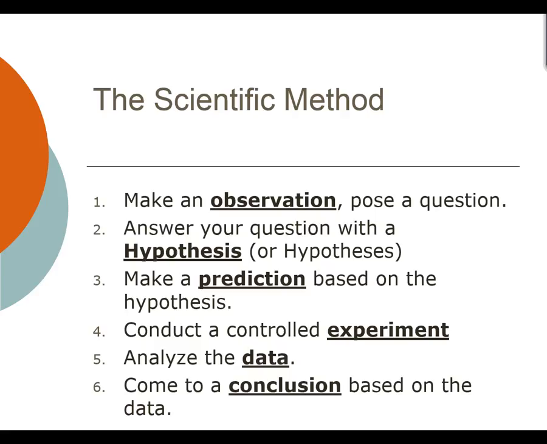Okay, so let's talk about the scientific method here a little bit. Obviously, we have 6 different parts to the scientific method. Really, parts 2 and 3 are pretty much the same thing, but for the most part, we'd like to separate those because they do have their own functions, so we do separate them.